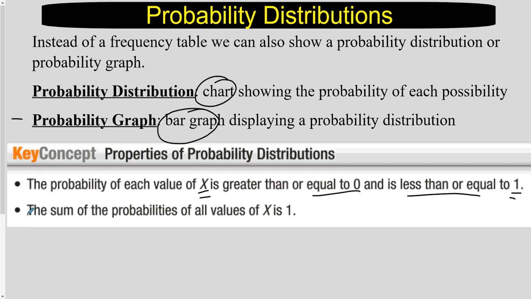The other really important thing is that the sum of the probabilities is 1. If you add up all of the probabilities for all of the options, you need to get 100%, meaning there are no other outcomes not accounted for in the probability distribution. Okay, so let's take a look at one.